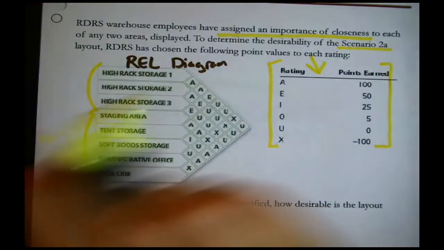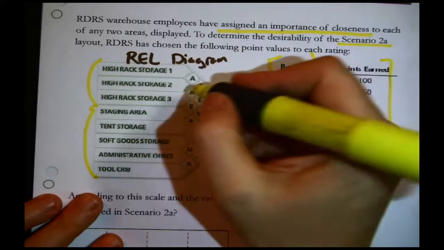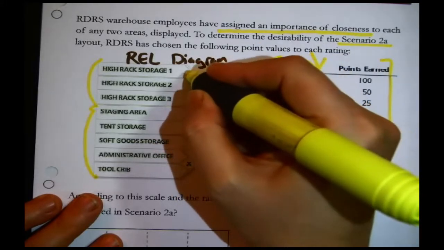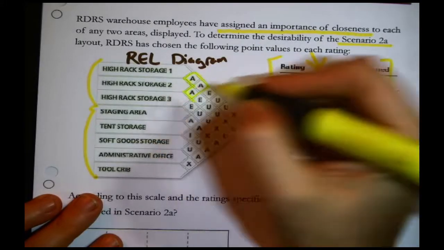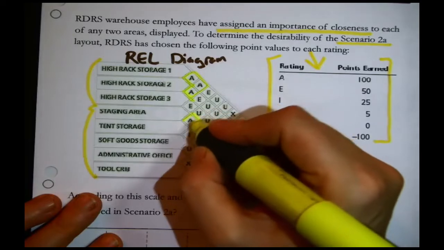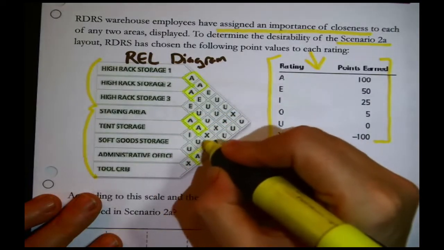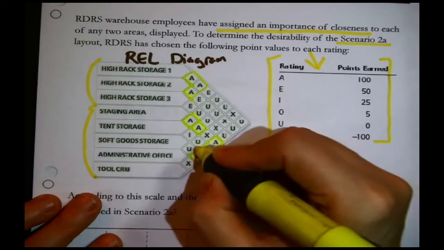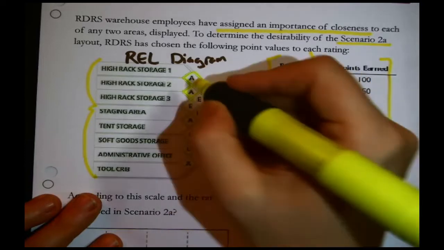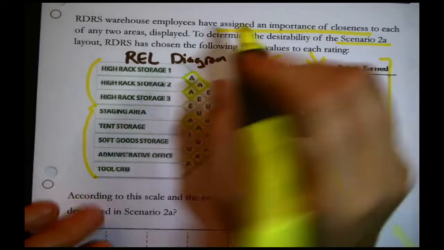Because if I had to create a layout from scratch, one of the things that I would naturally do is first look for all the A's. Remember, this is like a letter grade, where A at the top of the list represents the absolute highest level of importance that those two departments be neighbors.